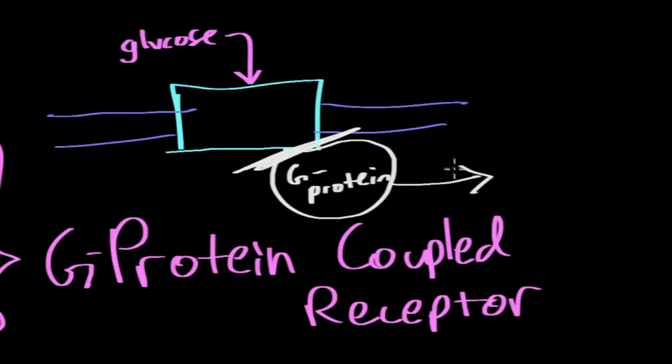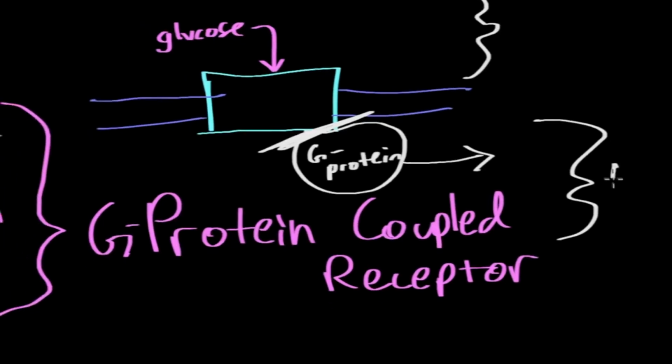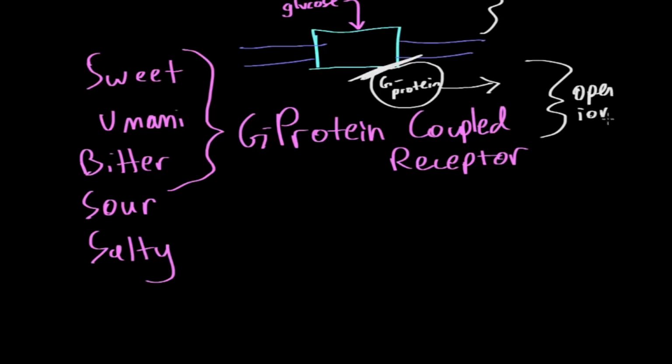And the G protein can do a couple different things inside the cell. So this is inside the cell over here, this is outside the cell. One of the things that the G protein can do when it gets dissociated from this receptor is open some ion channels. The opening of ion channels via conformational change can cause the cell to depolarize and fire an action potential.